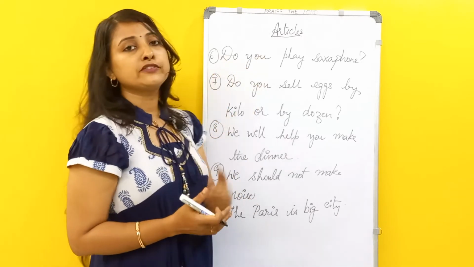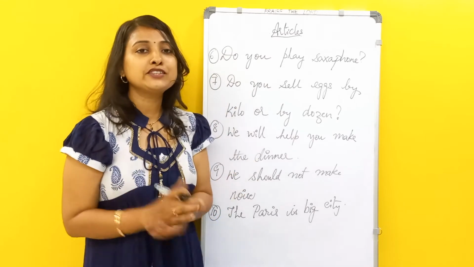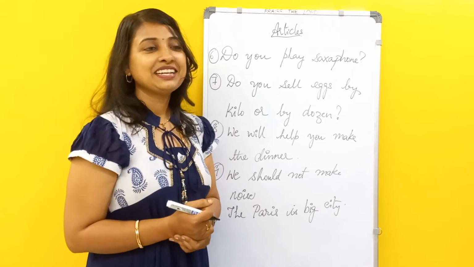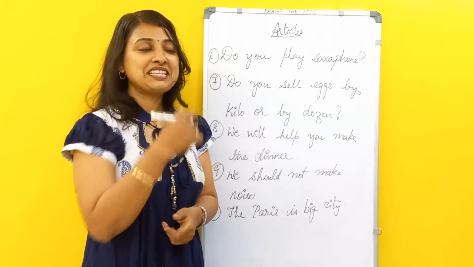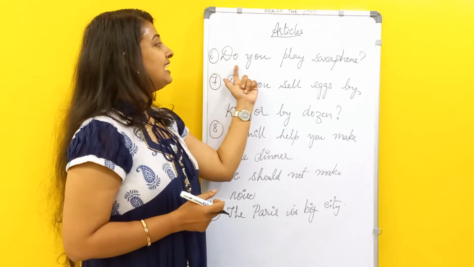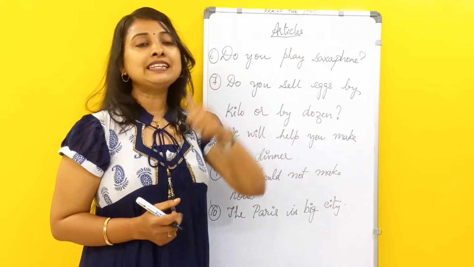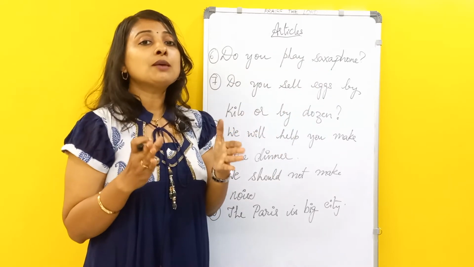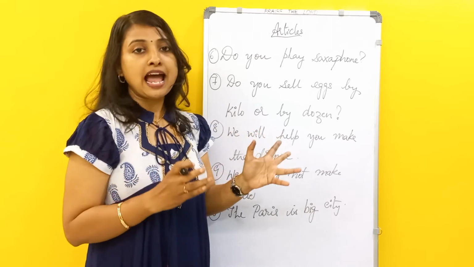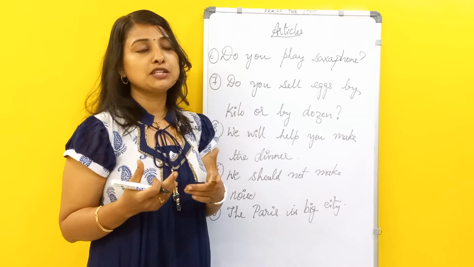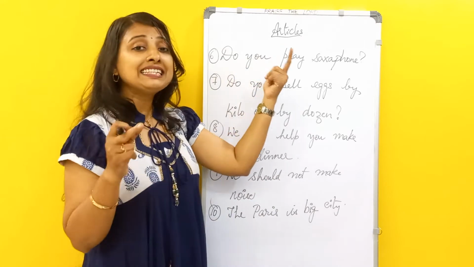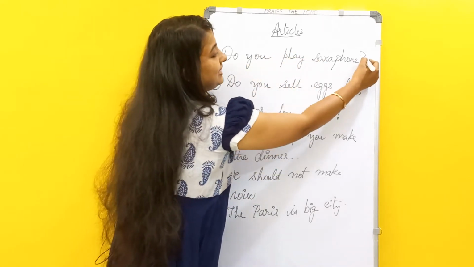Okay. Do you play saxophone? Is it correct? What do you think? Is it correct or wrong? I didn't get any answer, okay? But the sentence is wrong. Why? Because here we are talking about saxophone, a musical instrument. So when we talk about musical instruments, do use the in front of musical instruments. The keyboard, the piano, the violin, all these are musical instruments. So when you are talking about musical instruments, you have to use the definite article the. So, do you play the saxophone? Like this it is wrong.